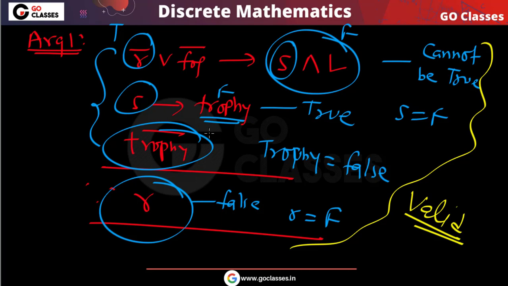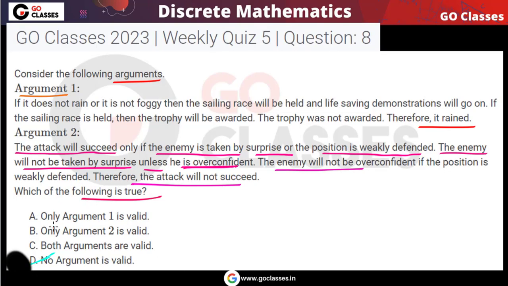Or I can say, if the conclusion is false, then you can never make all the premises true, whatever you do. So for example, here you can notice we cannot make all the premises true. So this is a valid argument. So for this question, I can say option A. Only argument 1 is valid.